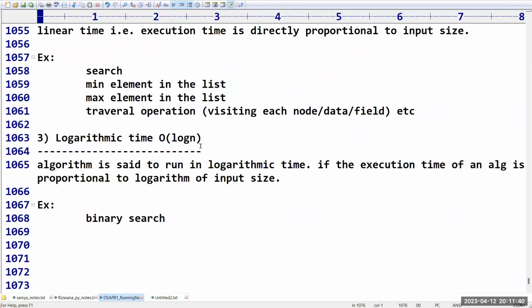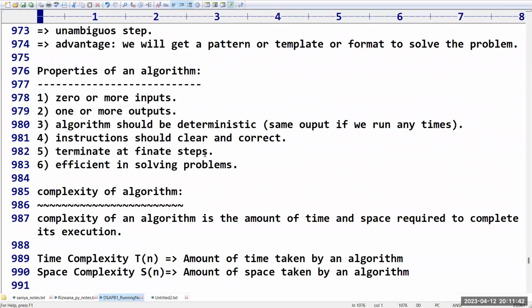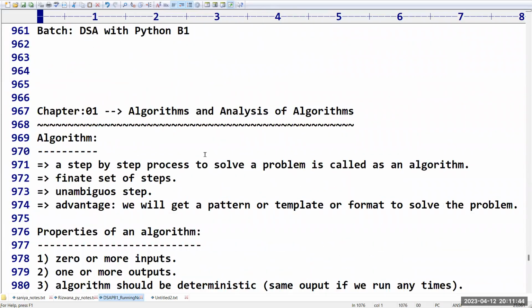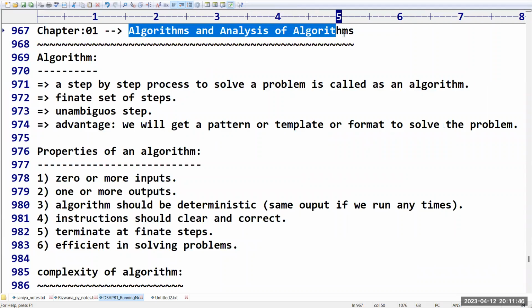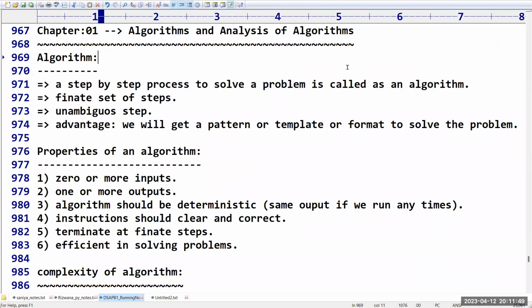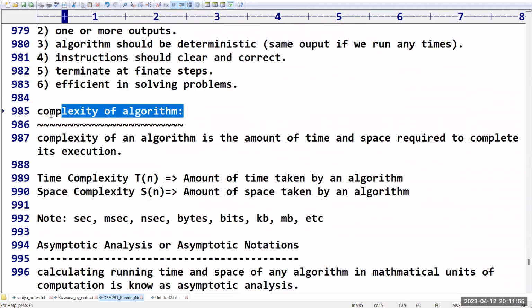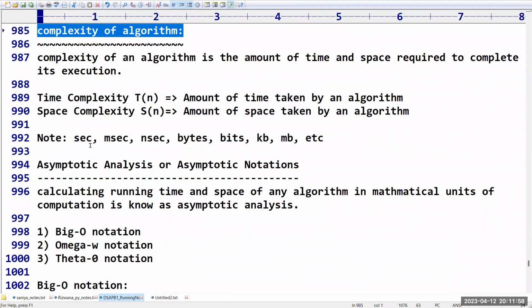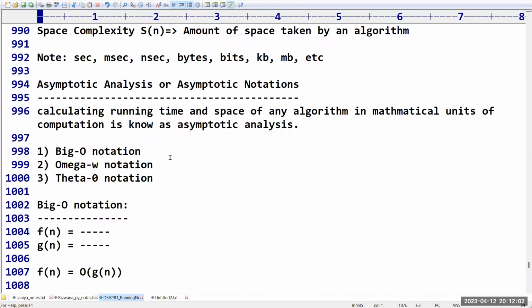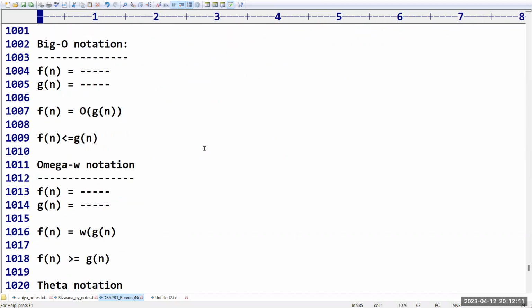In the last videos, we discussed very clearly the first chapter, algorithms and analysis of algorithms. What is meant by an algorithm? What are the various properties of algorithms and the complexity of an algorithm? How can you measure asymptotic notations, and what is big O notation? What is omega notation? What is theta notation? Theoretical concepts we covered very clearly.